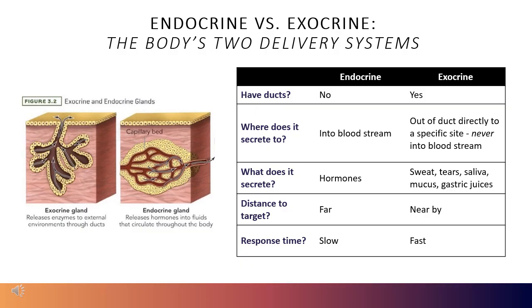And then your endocrine secretes hormones. The exocrine tends to secrete almost like fluids, so sweat, tears, saliva, milk, all that good stuff. And then the distance to the target, as far as where it's supposed to act upon: the endocrine's far, that's why it's got to take the ride on the bloodstream to get where it needs to go. Exocrine's going to go directly to the site. And that means that endocrine, because it has to travel further, the response time or the reaction time to that being released is going to be a little bit slower than the exocrine is.